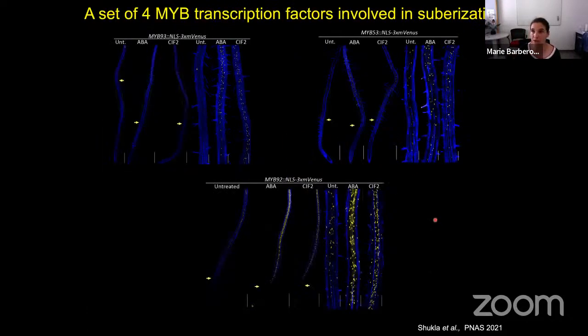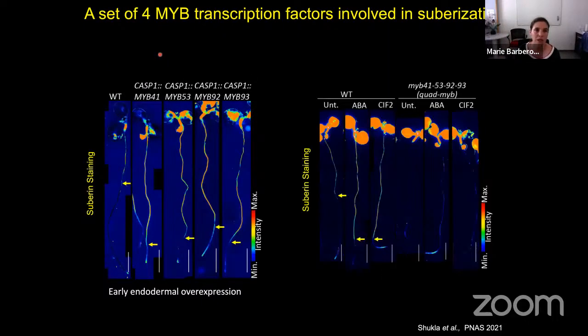We looked at the three other MIP transcription factors, and they are all expressed in the endodermis. They are all induced by ABA and CIF peptide, at different degrees. For MIP53 and 92, it's mainly in terms of intensity, while MIP93 starts to be expressed very close to the root tip. We could see, by overexpressing them with a promoter that is specific for non-suberized endodermis, where we make the Casparian strip, so a rather young endodermis, that they are all sufficient to induce suberization.